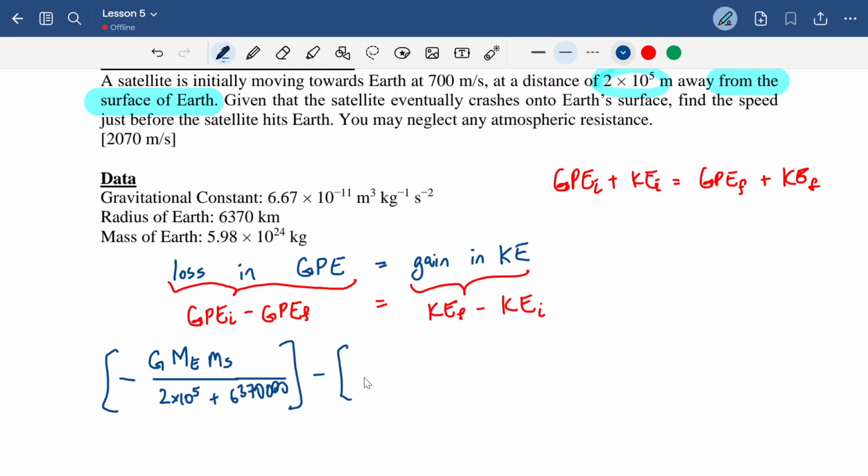minus final GPE. By the way, this particular question, because I'm scared some of you may not have time to copy, is already at the back. Your final page, I think, has the same question with the worked solutions. Yeah, right here, the top one.